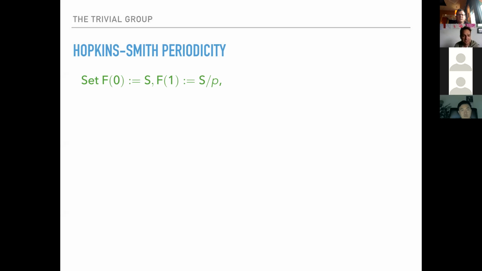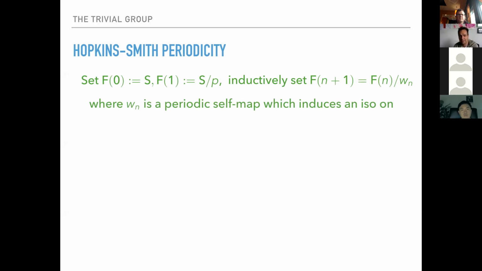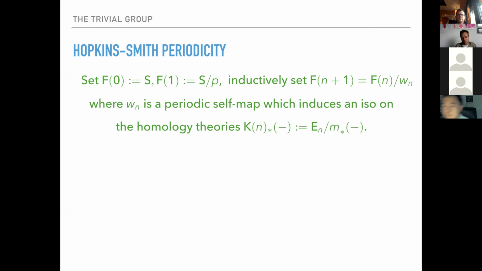So if we set F0 to be the sphere, F1 to be S mod p, and we inductively set F(n+1) to be Fn mod vn, where vn is a periodic self-map which induces an isomorphism on the nth Morava K-theory, which can be constructed by taking the nth Lubin-Tate theory and quotienting by its maximal ideal. It's a big result that such self-maps exist. It's usually a lot of work to construct maps, let alone show they're non-zero. And this is part of what we want to get at.